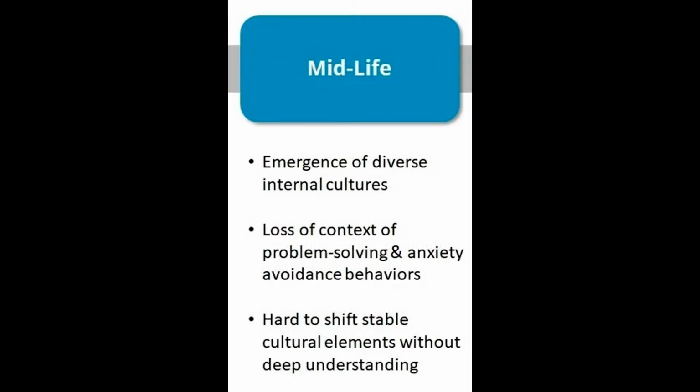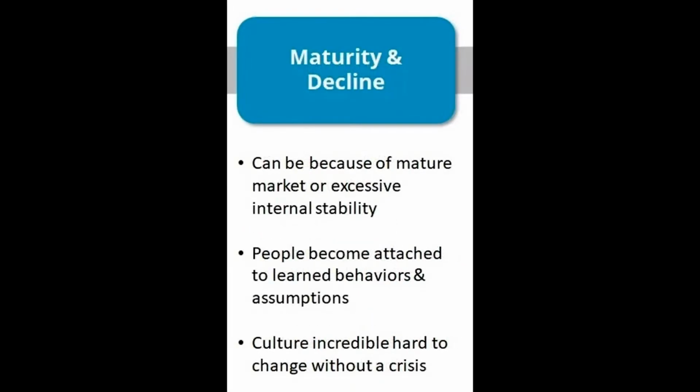Midlife. This is when the company has stabilized with several learned anxiety avoidance and problem-solving behaviors. In order to shift the culture, you will need to deeply understand what makes the culture stable and why. Schein notes that this period brings up a stressful strategic decision. Maturity or decline. This is defined as excessively stable. Change may be all but impossible because of how deeply people are attached to the underlying assumptions.